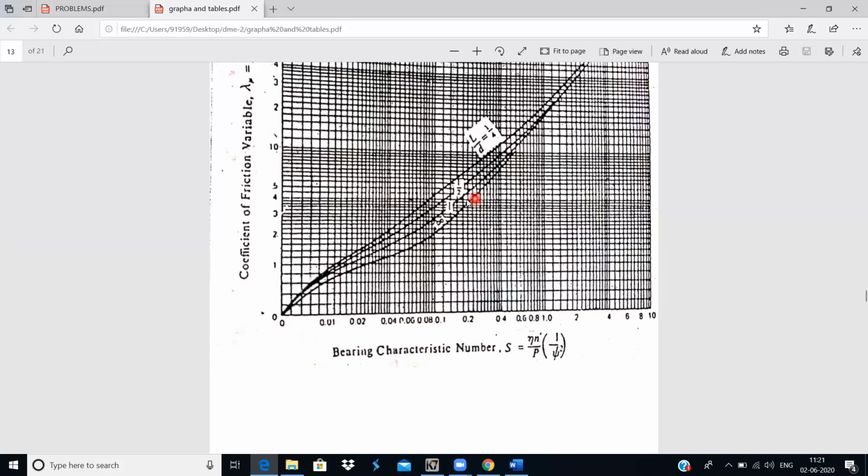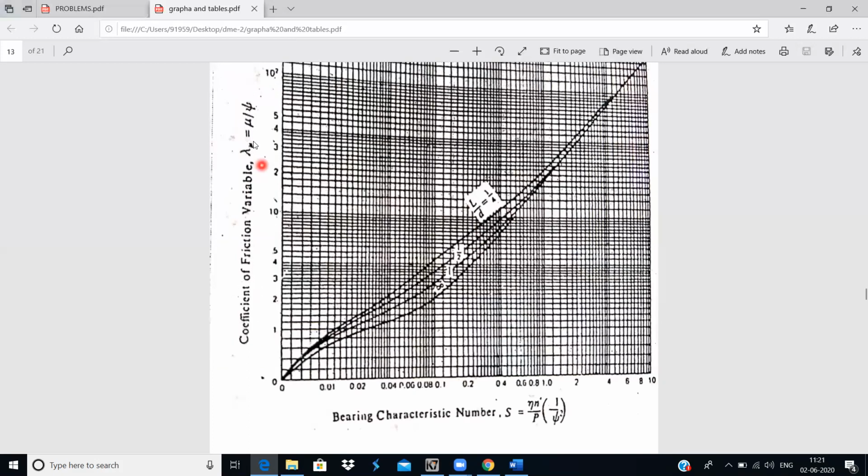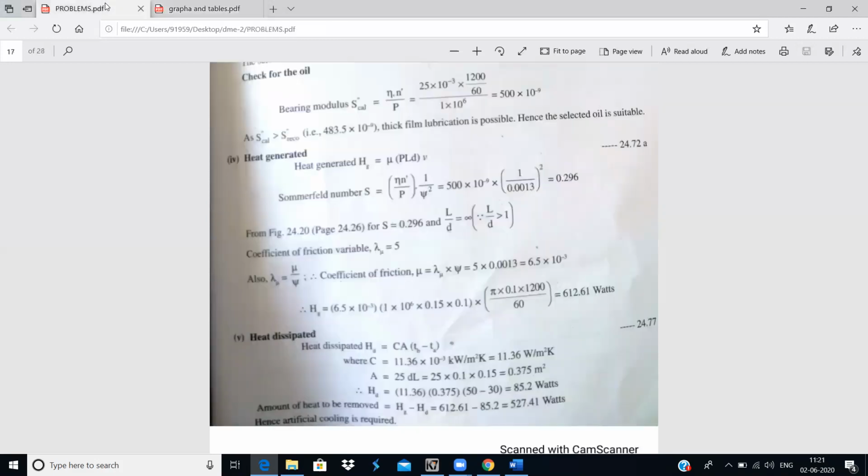Now we are going to come towards the left side. Then we will get the coefficient of friction variable, that is nothing but mu divided by xi. And sure, so we will get mu divided by xi is equal to 5, or we get coefficient of friction variable is equal to 5. So that is mu by xi is equal to 5. So cross multiply xi, then we will get mu. So mu is equal to 6.5 into 10 to the power of minus 3.